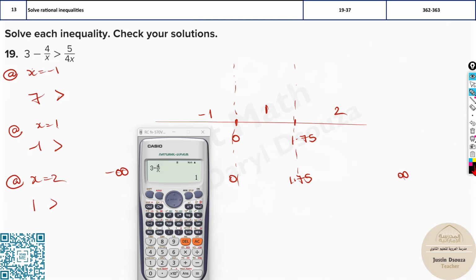Let me change the color over here for the next values at the right side. So just write 5 divided by 4x. Now calculate at different values. Let's start with minus 1.